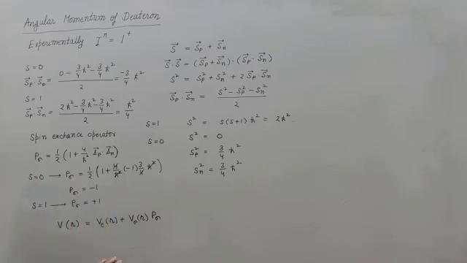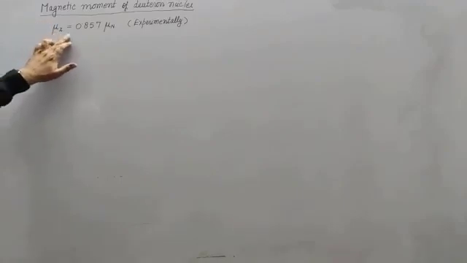The second important property of the deuteron nucleus is its magnetic moment. The experimentally measured value of the magnetic moment, its Z component mu_Z, is equal to 0.857 mu_N. mu_N is the nuclear Bohr magneton. Now, how can we justify this?